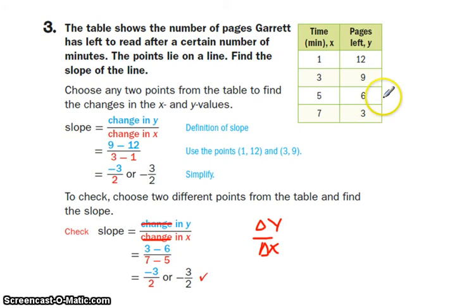All we have to do is pick two points. We know it's linear. They tell us it's a line. So we don't have to worry about finding the constant rate of change to see if it's linear. We already know that it is. So all you have to do is pick 2 points and compare them.